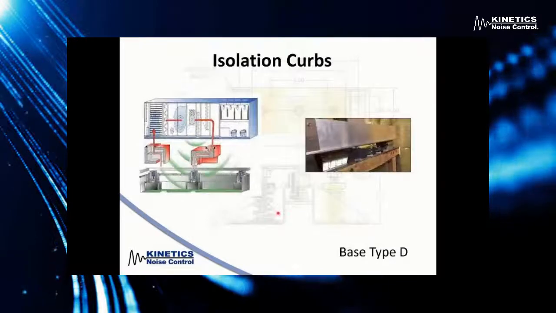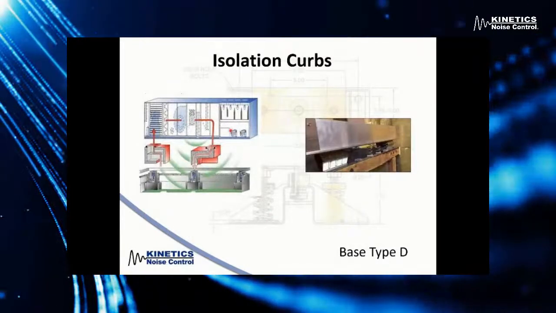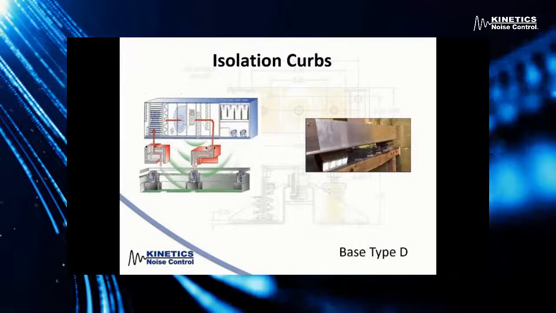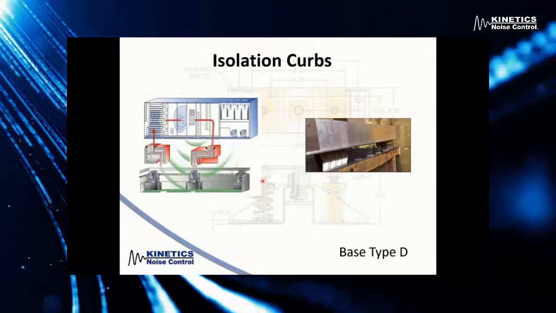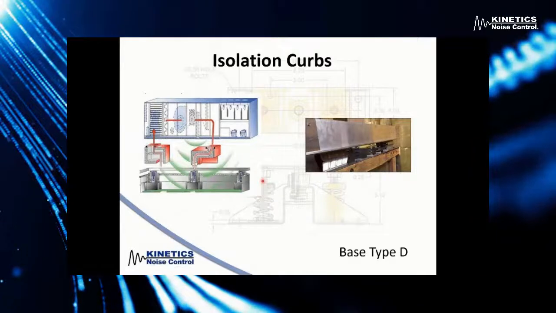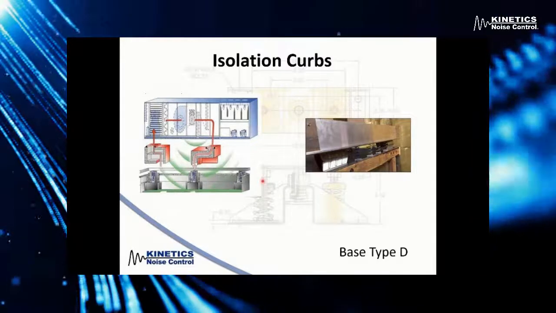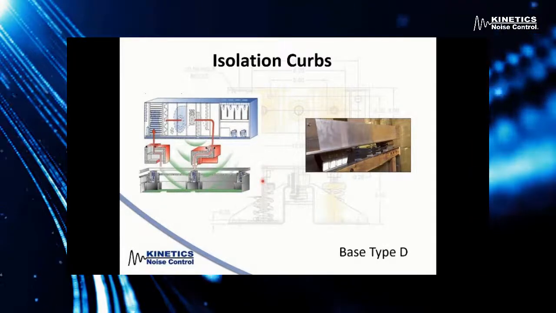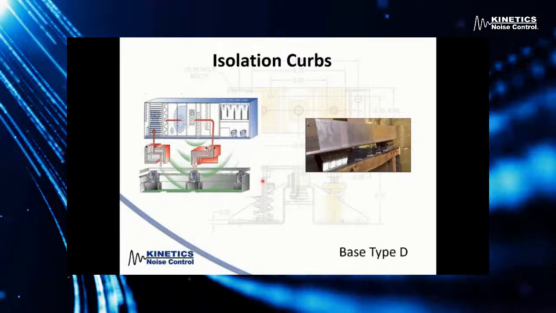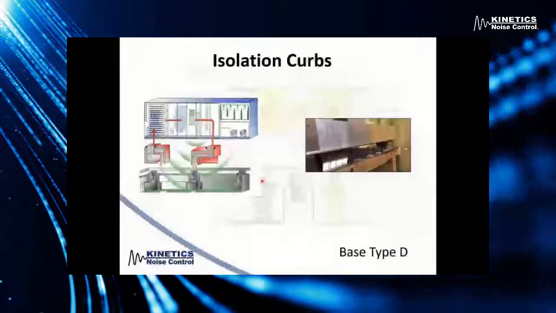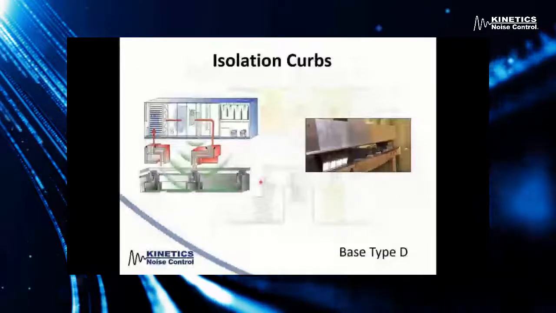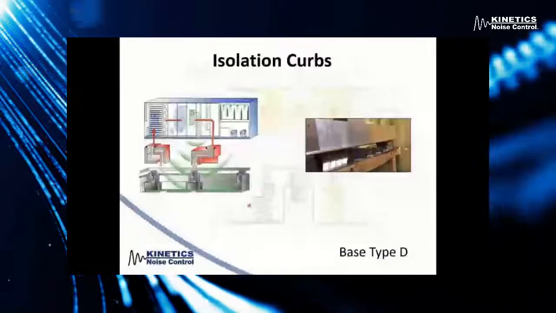Base type D are your spring rails for air handling units. Basically, you would have your factory roof curb, which is a sheet metal rectangle that has an opening into the building. The air handler is going to sit on top of that rectangle. We want to make sure we put springs between that rectangle and the unit to stop any vibration getting through to the space. And we do offer some acoustical packages, and I'll touch on that in a second.